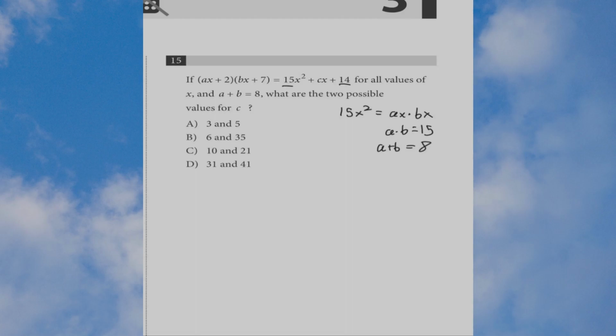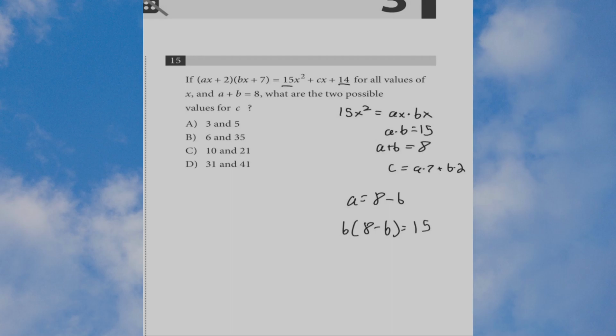We know the 14 comes from the 2 times 7. And we know c is from ax, or a times 7, and b times 2. So now we can try to solve for a or b in either of these cases. First, we're going to solve for a. A is equal to 8 minus b. Now that we have a, we can plug it into the multiplication. If a is equal to 8 minus b, then b times 8 minus b is equal to 15.